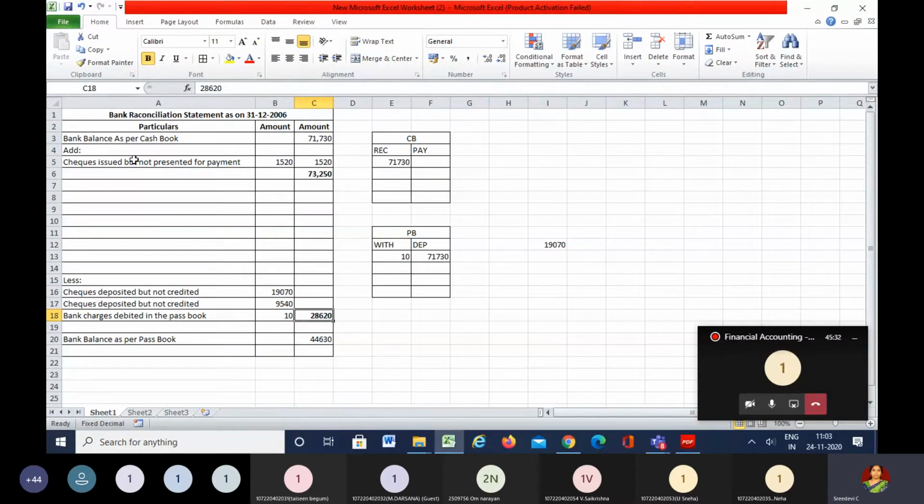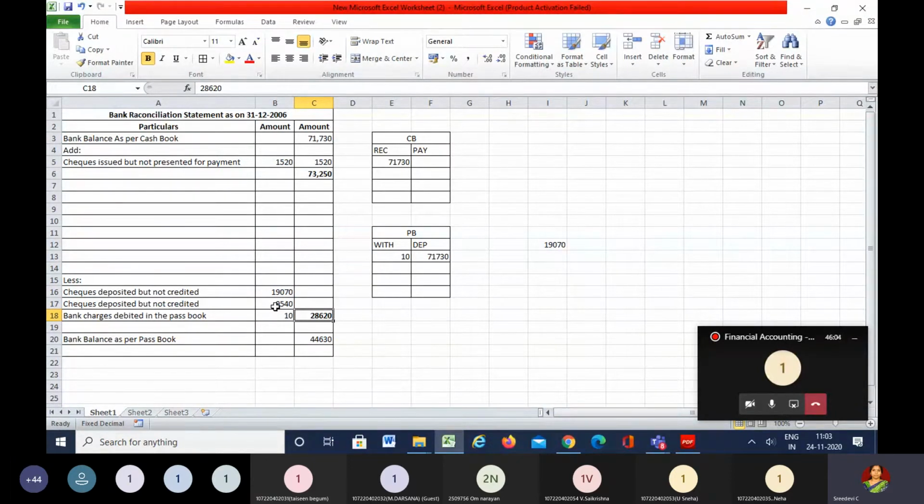That's all. Suppose you are starting with the passbook and you are trying to find out the cash book, and in that case, if the cash book is showing more, add. If the cash book is showing less, you just minus. So always the opposite book, because we are starting with the cash book and the opposite book is the passbook. If the passbook is more, add. If the passbook is less, minus. That's it.